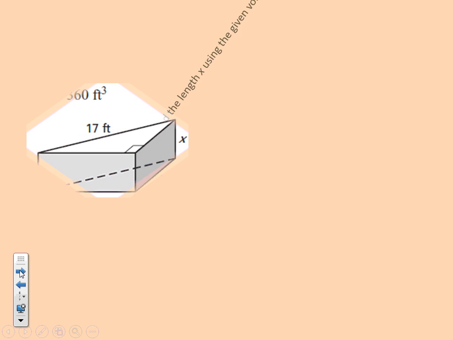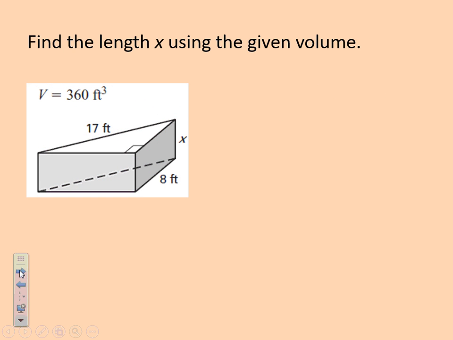Alright, moving on to our next example. Now ladies and gentlemen, if you have room on that same spot, you're going to want to put this example under prisms again, because we're going to solve for a variable. If you don't have room, you can write it in your notes too. That's fine. It says find the length of x using the given volume. So this time I'm given volume, and I need to find my x value.